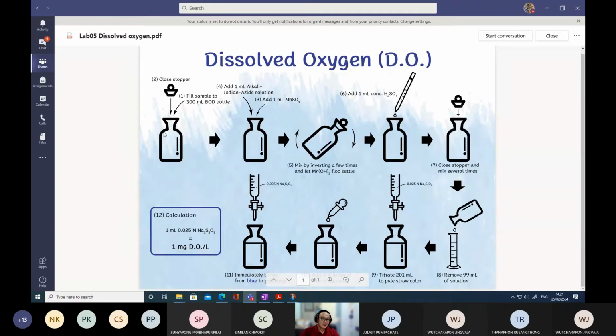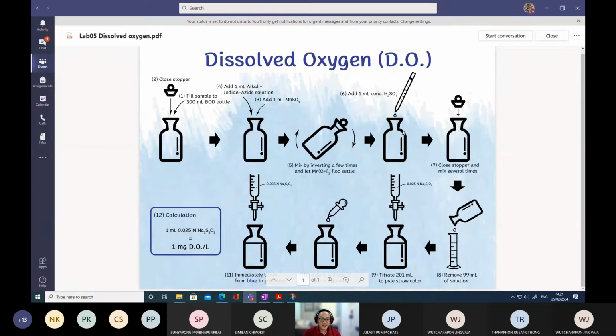Add the sample into a 300 milliliter BOD bottle. Put 1 ml of the alkali iodide solution, followed by 1 ml of the manganese sulfate solution. It is very simple, just 1 ml. This one is also 1 ml. And then mix by inverting a few times. And after that, add 1 ml of the concentrated sulfuric acid like this.